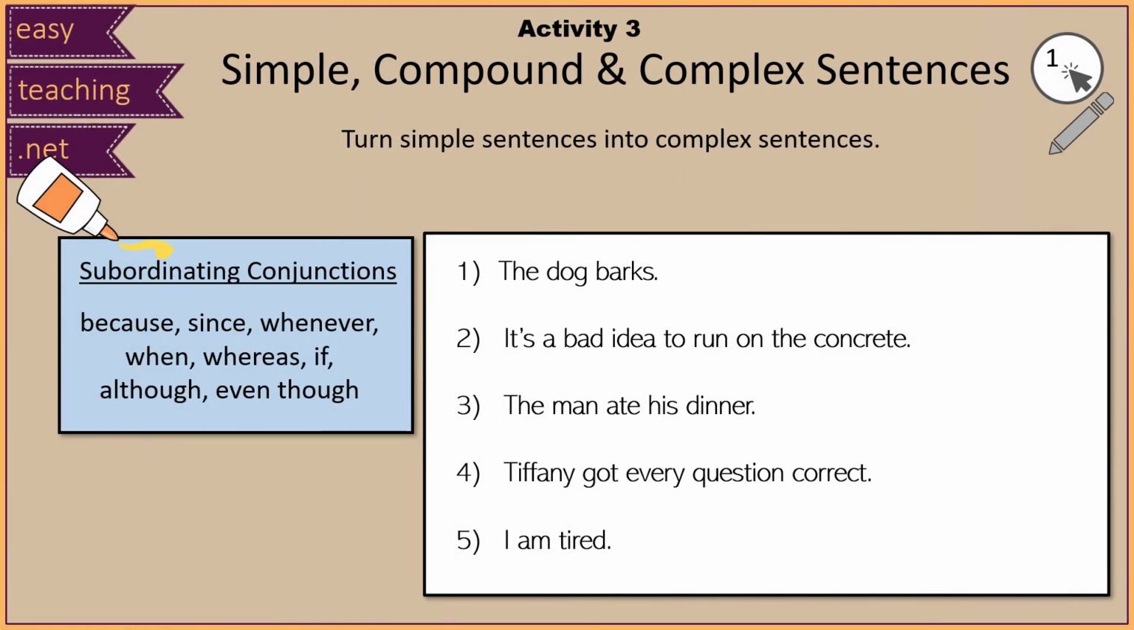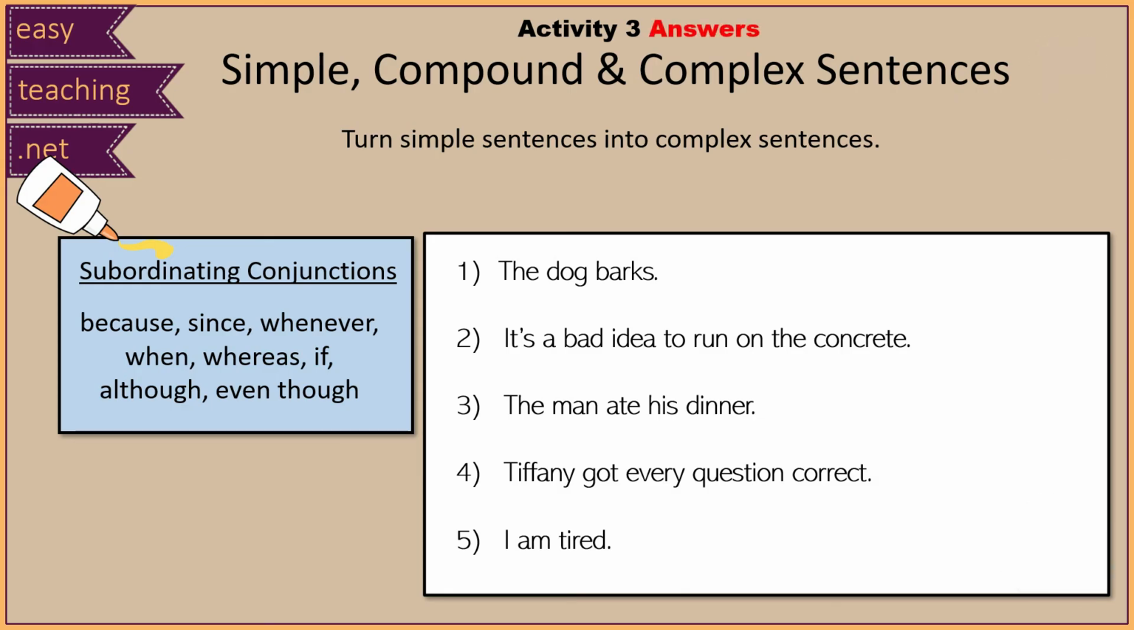Now it's your turn. Turn each simple sentence into a complex sentence by adding a dependent clause using a subordinating conjunction. Some subordinating conjunctions are listed here. Write down your new complex sentence on the worksheet. Remember that if your dependent clause comes first, you will need to use a comma. Pause here until you're ready to move on with the lesson.